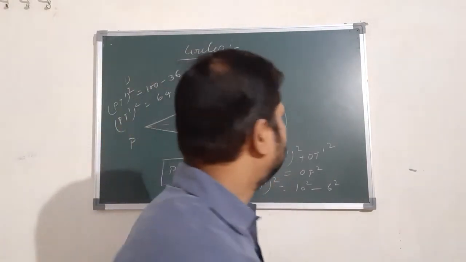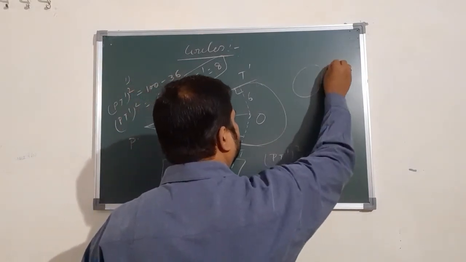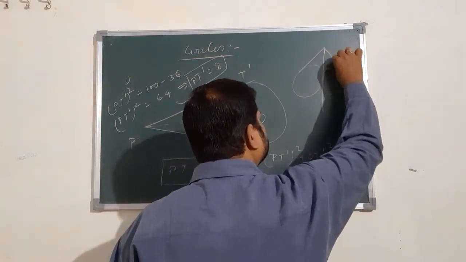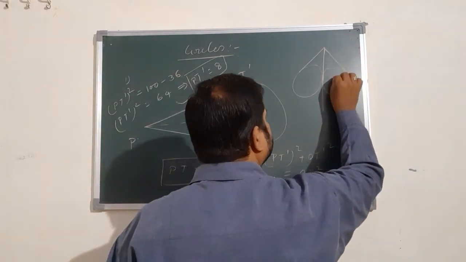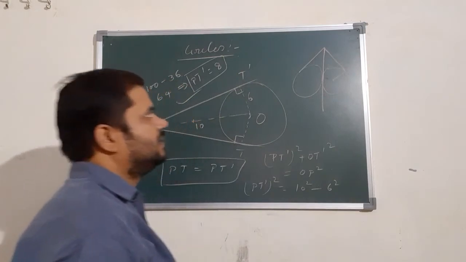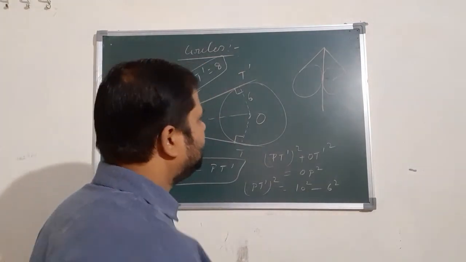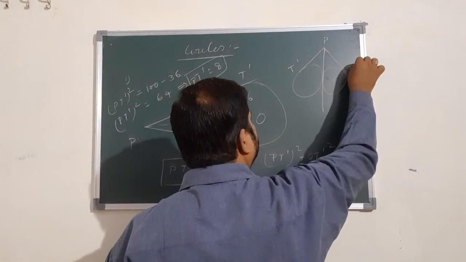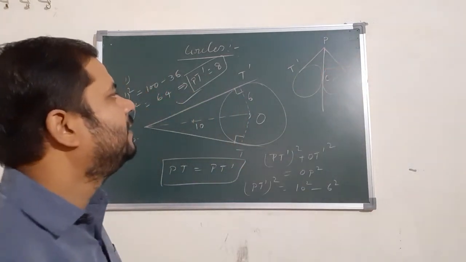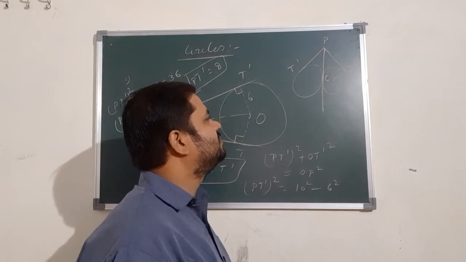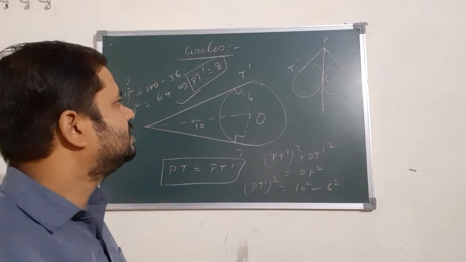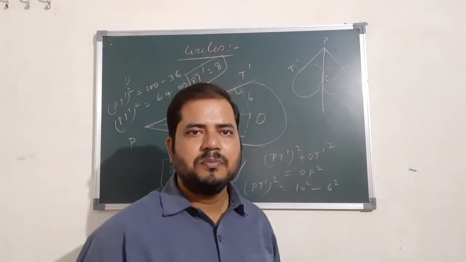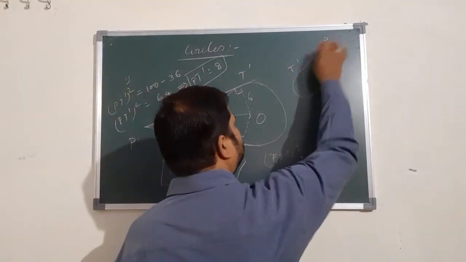Now we see some more questions. Suppose this is the triangle, this is the circle, there is a common tangent, and draw this, okay, and this is the center, understood? So we need to show, suppose P, T dash, T, C, okay, so we need to show PT is equal to PT dash, that means these two tangents are equal.